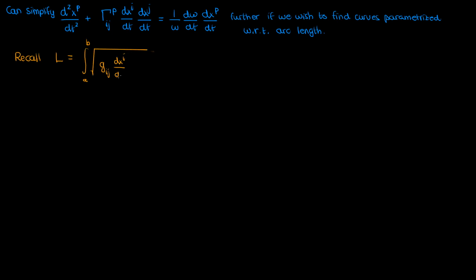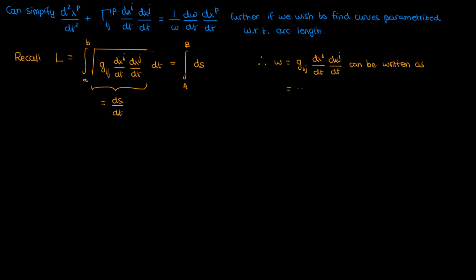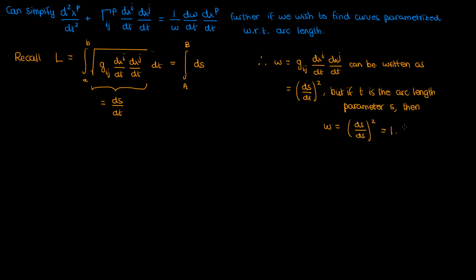Let's bring back our length integral. You can also write this length integral as the integral from point A to point B of the arc length element ds. In that case, this square root term would just be written as ds by dt because I have the dt outside, which would mean that my w is just the square of ds by dt. Now, if my curve were already parametrized with respect to arc length, then that would mean that the parameter t is just the arc length s. And if w is the derivative of s with respect to the parameter t squared, then w would just become the derivative of s with respect to s, which is just 1.